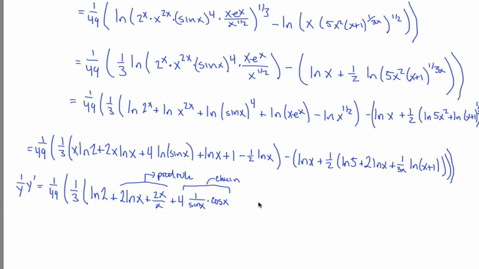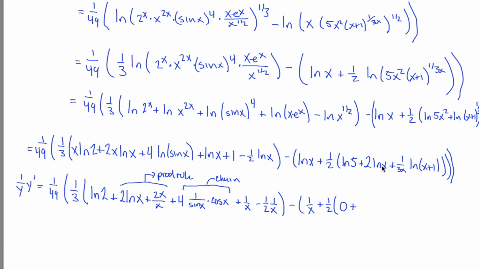And then plus natural log of x, just 1 over x. The derivative of 1 is just 0. Minus 1/2 times the derivative of natural log of x, which is 1 over x. Close those parentheses, subtract. The derivative of natural log of x is just 1 over x. And then to that I want to add 1/2 times the derivative of natural log of 5, that's just a constant, its derivative is 0.